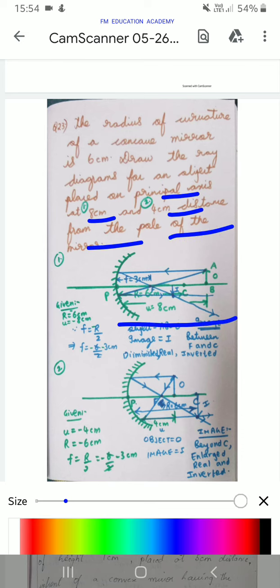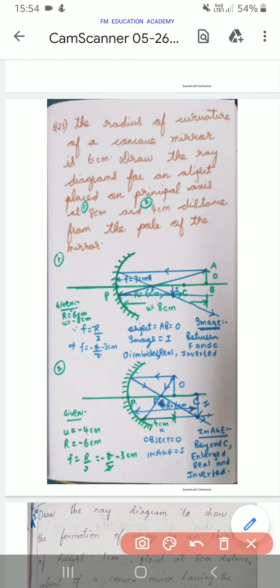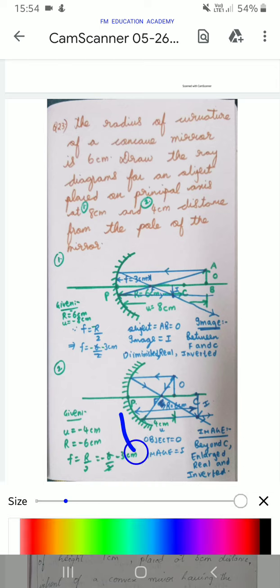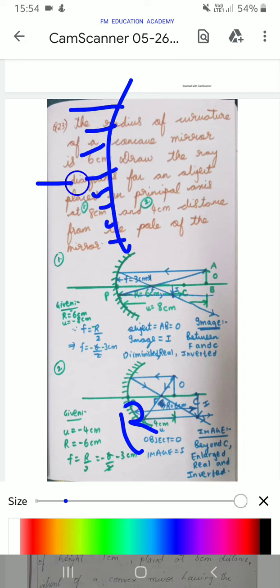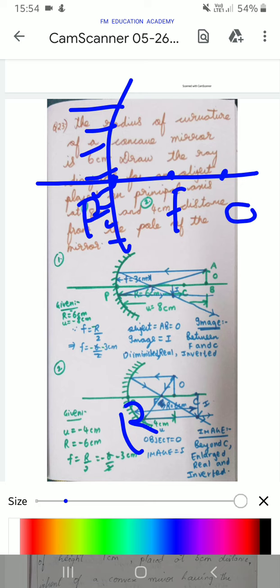So you can see here, what did we do? See clearly. First, what is asked? Radius of curvature of a concave mirror is 6 centimeter. What is radius of curvature? The distance between center of curvature and pole is called radius of curvature R, right? So first you draw the concave mirror, you draw the principal axis, you mark P, F, and C, and I'll give you one more hint. The distance between PF should be equal to the distance between FC. So how much is this distance given to you? 6 centimeter.